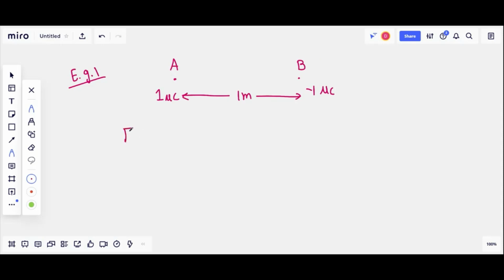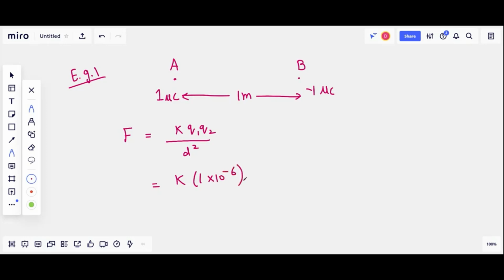We know that the formula for the force would be K times Q1 Q2 over d square. Let's substitute the values. We'll not put the value of K because that's ultimately a constant. We know its value. We're just interested in the other values. So we have 1 as the Q1, but this is in microcoulombs, so we're going to convert it into coulombs.